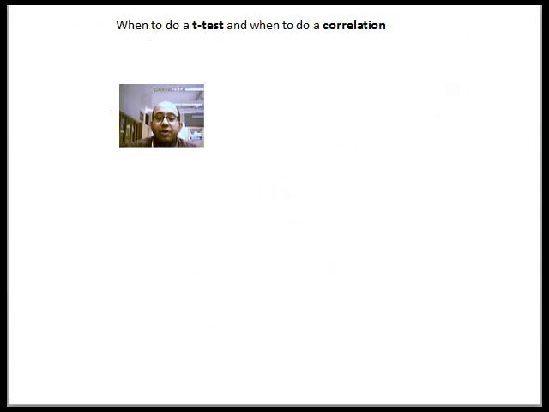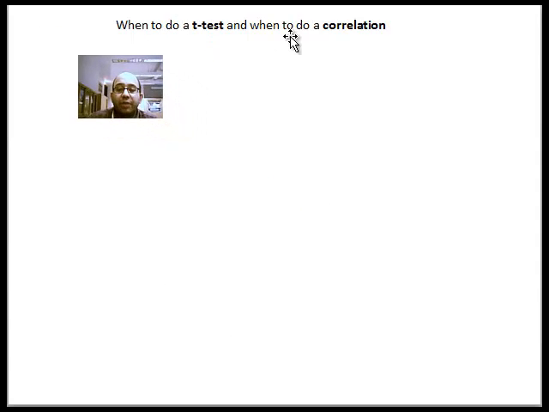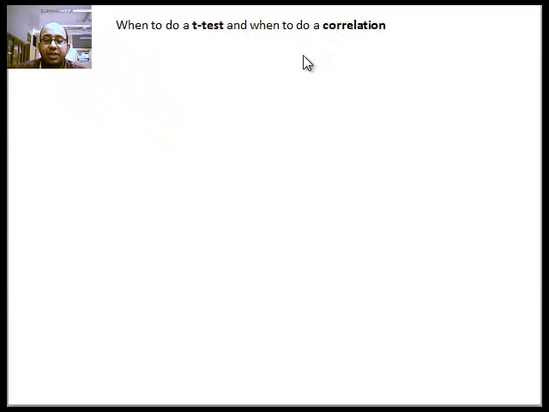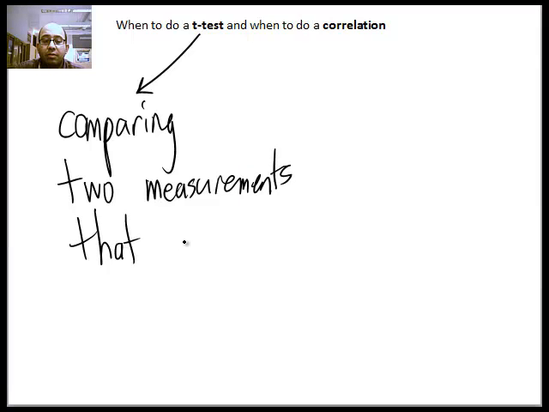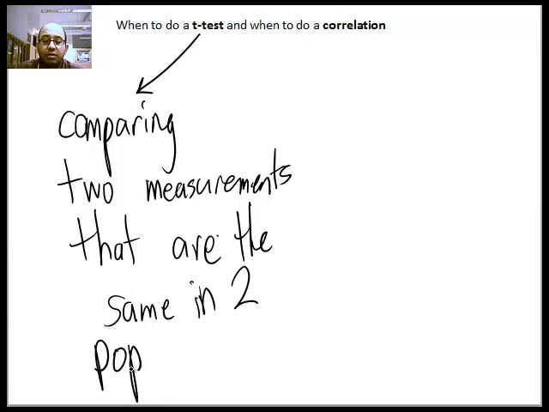The next part that I'm going to go over is, when do you do a t-test and when do you do a correlation? We're going to do these calculations in class on Friday. You do a t-test when you're comparing 2 measurements that are the same in 2 populations. So what do I mean by that?